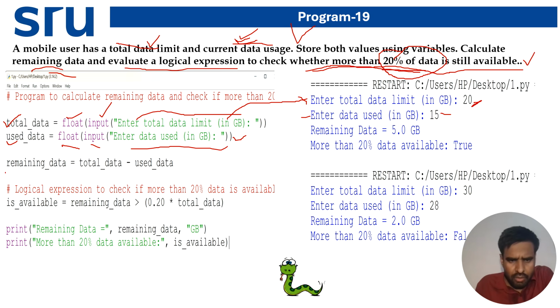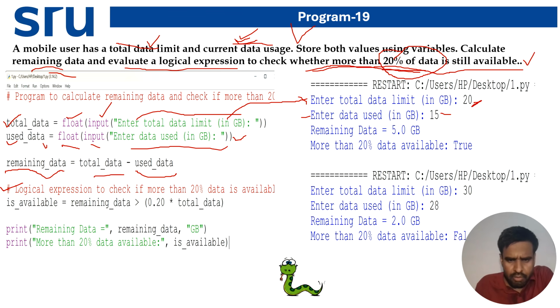Now remaining_data, the third variable I'm taking, is total_data minus used_data. So you have to take total data minus used data. Suppose you took total data 2 GB and you have used 1 GB, so remaining data is 1 GB.